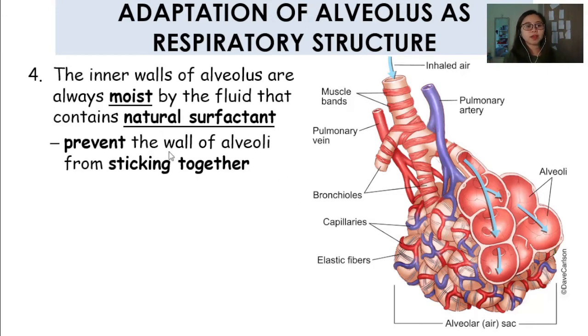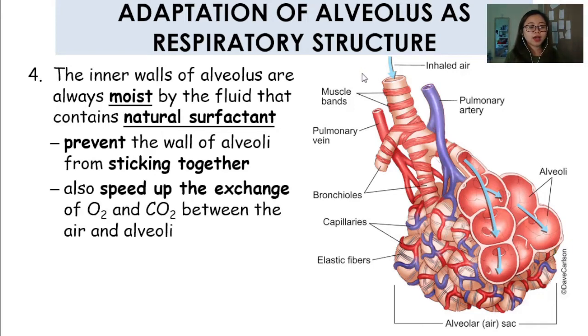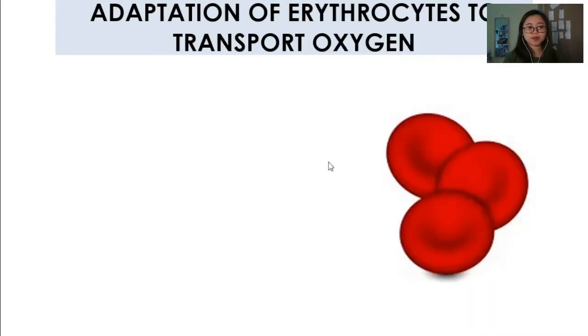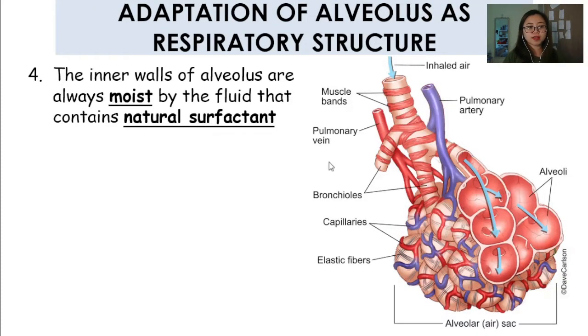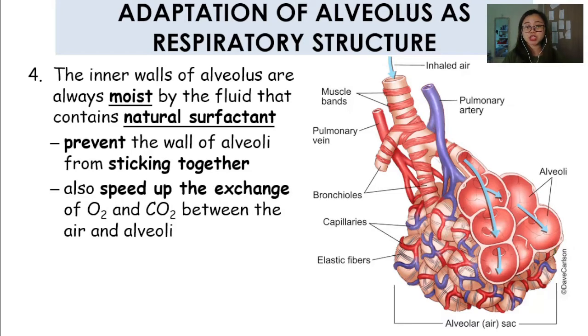Dia tidak akan kering. Why we want the alveoli to stay moist, it's to prevent the walls of alveoli from sticking together. Kita tidak mau bila dia kering nanti dia melekat sama satu sama lain. Dia tidak mudah untuk expand dan recoil. Also, when your surface is moist, it speeds up the exchange of oxygen and carbon dioxide between the air and the alveoli. So, ini akan mempercepatkan proses pertukaran gas. Okay, so those four are the main points when we talk about adaptation of alveolus as a respiratory structure.